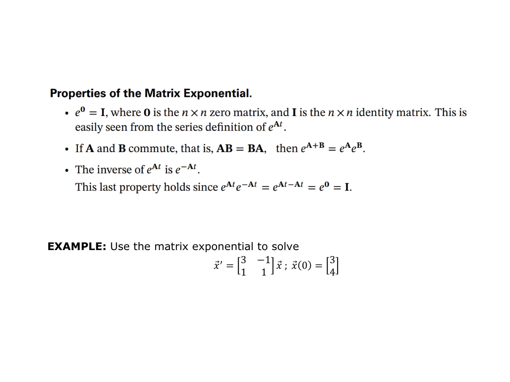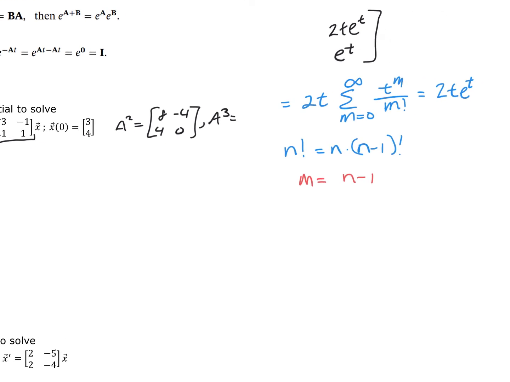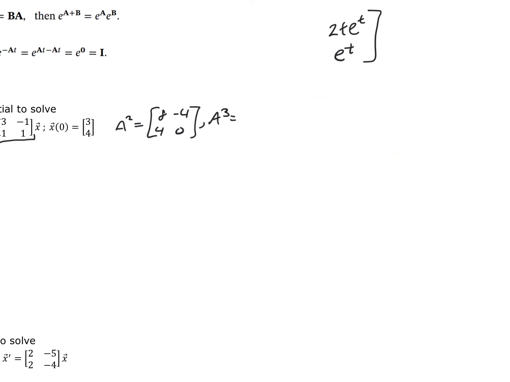Now, let's use the matrix exponential to solve this initial value problem. If I go to my matrix calculator, and A, of course, is this matrix, A squared I end up with 8, -4, 4, and 0. A cubed is going to be, well, let me erase this over here because I need this space, 20, -12, 12, -4. A to the fourth, because I'm trying to find patterns here, is going to be 48, -32, 32, and -16.